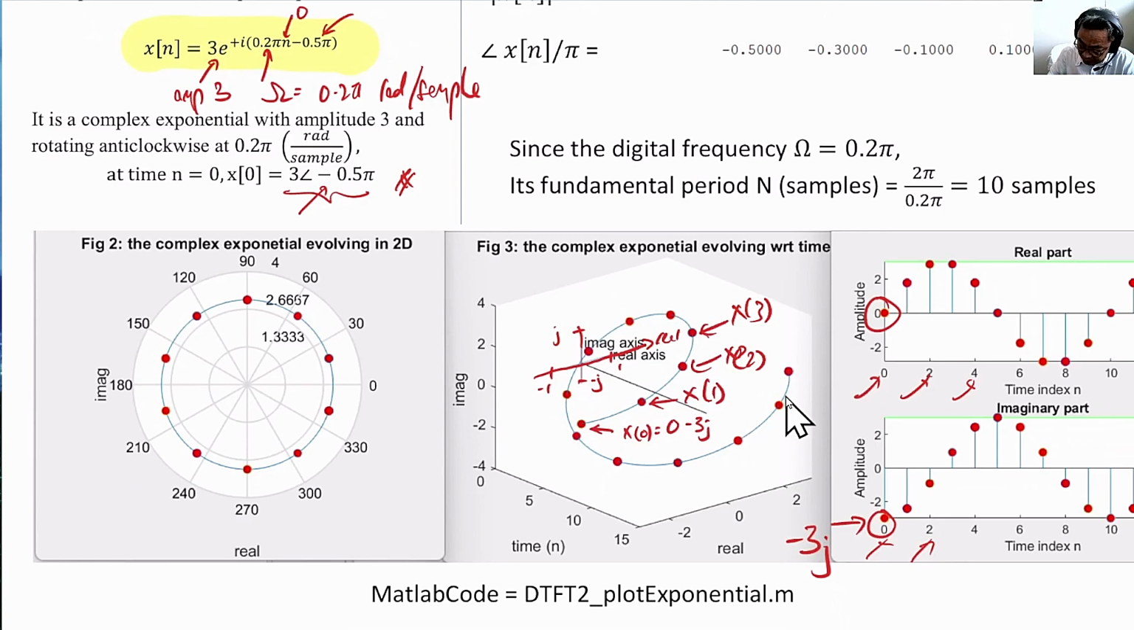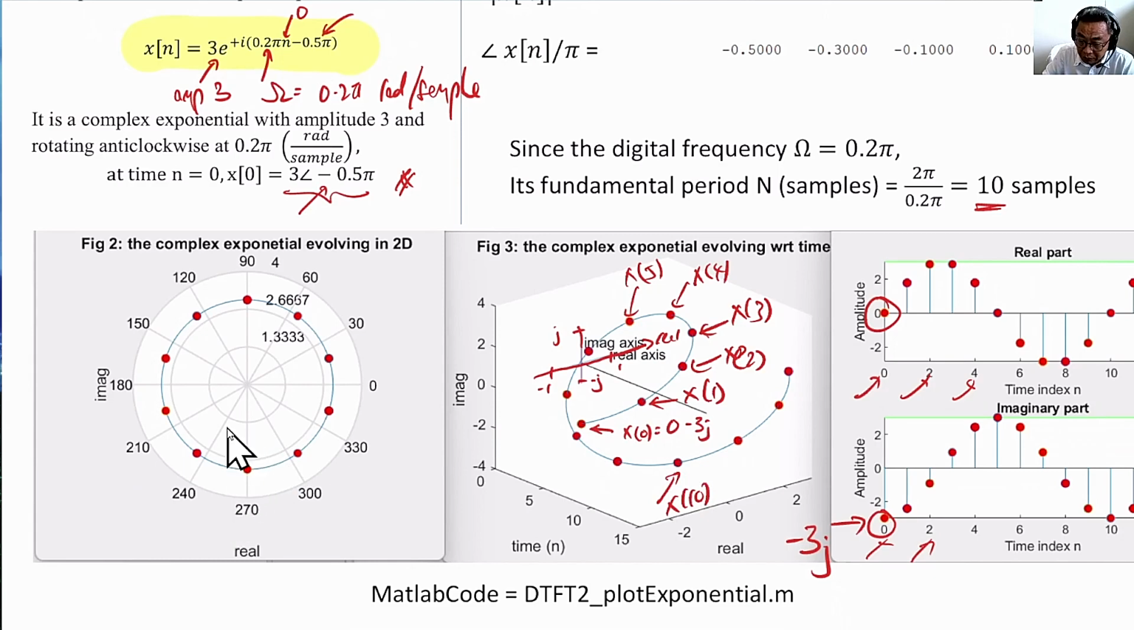And because the omega is 0.2 pi, it will take 10 samples. 2 pi divided by 0.2 pi, it will take 10 samples to complete one cycle. So let's count: x4, x5, x6, x7, x8, x9, x10. So x10 is sitting again parallel to this one, which is at minus 3j.